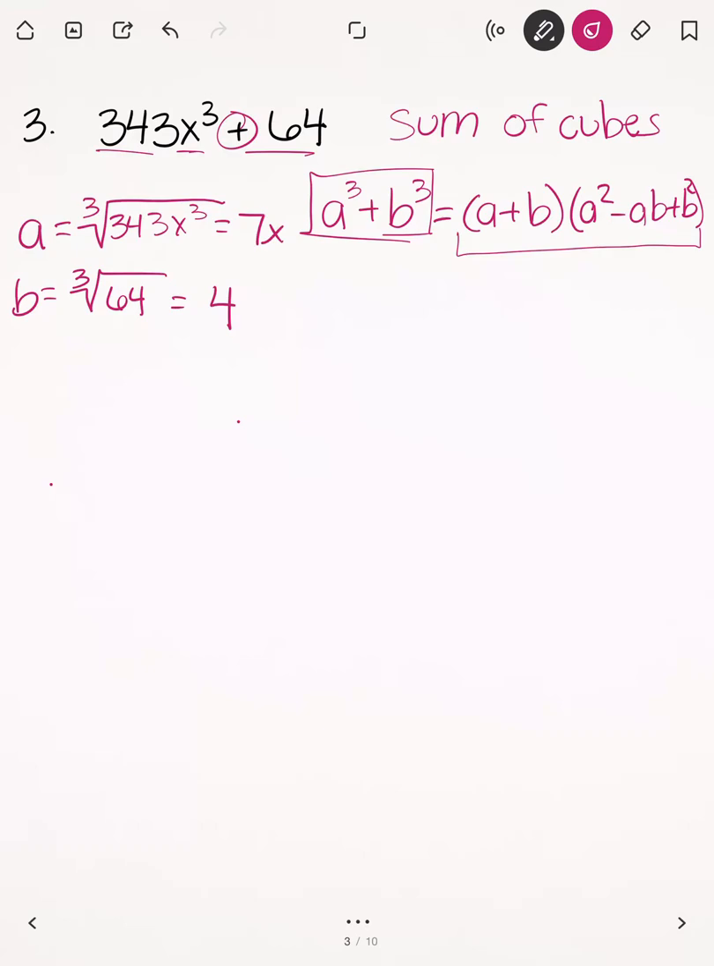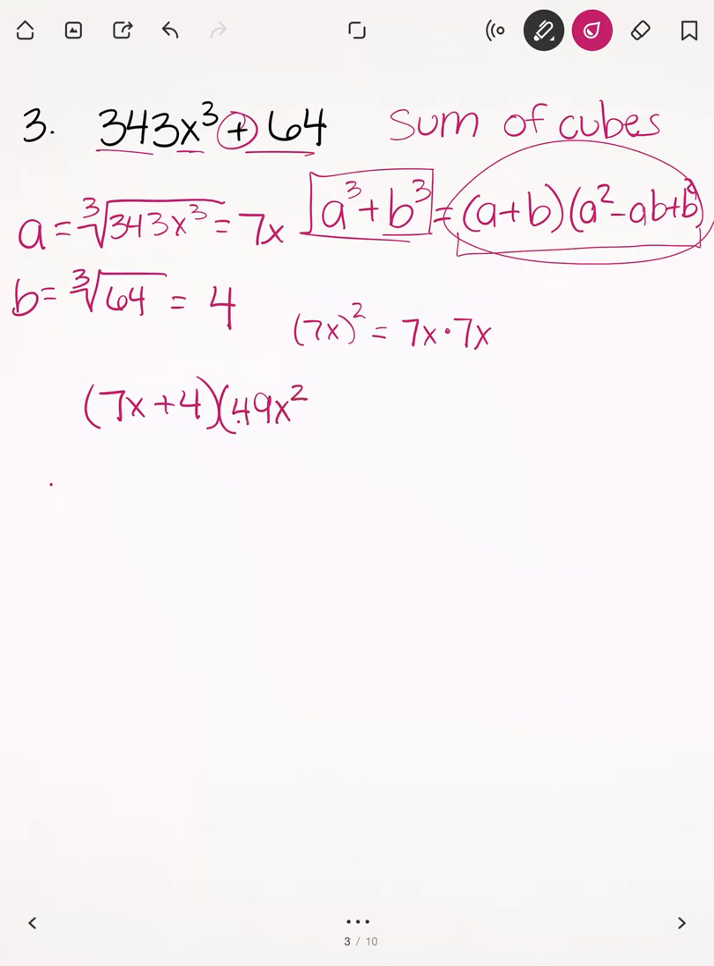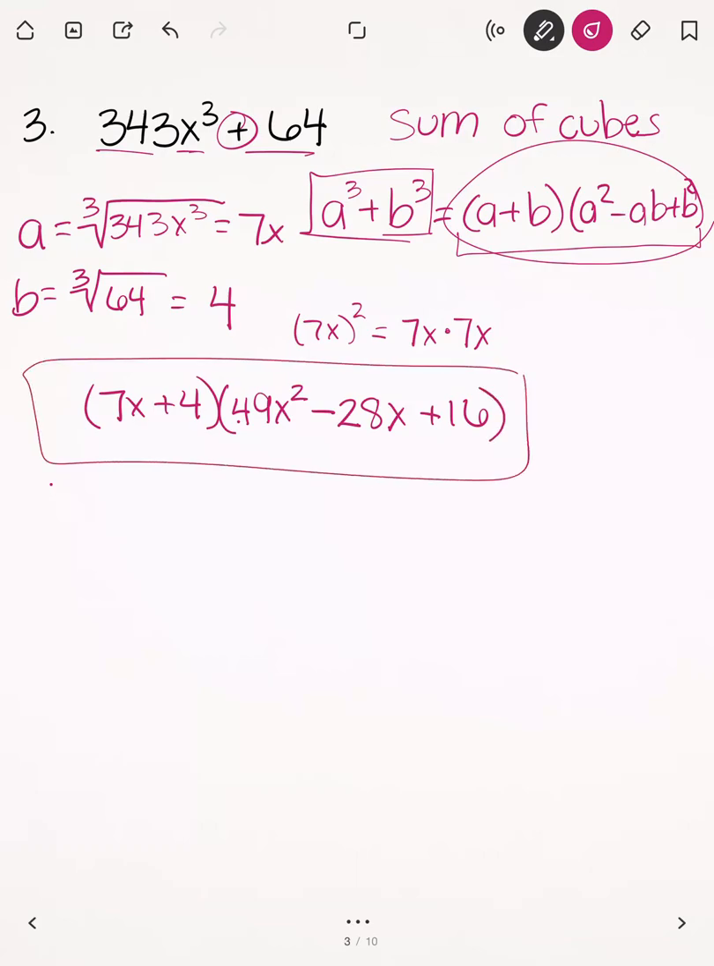Now that I've identified a and b, I can plug that into this formula right here. So when I see a, I'm writing 7x. When I see b, I'm writing 4. So this factors to a plus b, which is 7x plus 4. And then I have a squared. Well, that would look like this, which is really the same thing as 7x times 7x. 7x times 7x is 49x squared. Then I want to multiply a times b and subtract it. So a times b is 28x, and I'm subtracting it, so I have a negative 28x. And then b squared is 4 squared, which is a positive 16. And this would be factored.